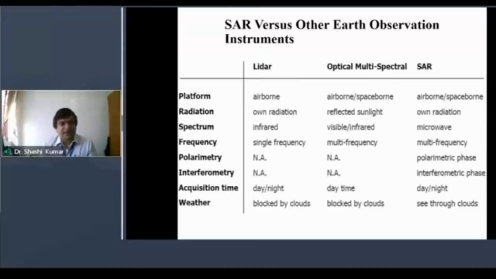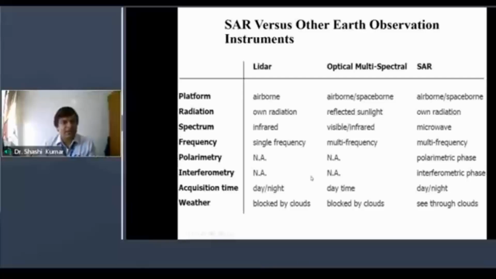Now, this is an advantage of SAR versus other Earth observation instruments. So here, the comparison is mainly given between LIDAR, optical multispectral, and SAR. Most of the data sets provided by LIDAR sensors are airborne data sets. But now ICESat-2 and GEDI are both spaceborne sensors, so those data sets are also available, but their resolution is coarser in comparison to optical as well as SAR. And optical multispectral and SAR data sets are both available from airborne as well as spaceborne sensors.